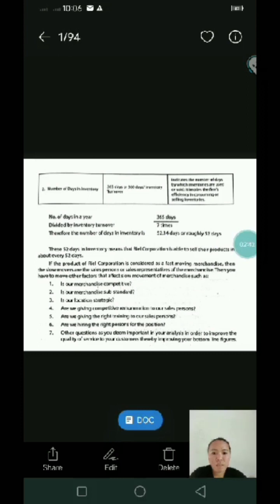So, this 52 days in inventory means that Rail Corporation is able to sell their products every 52 days, almost 2 months. So, if the product of Rail's company is considered fast-moving merchandise, then the slow movers are the sales personnel or the sales representative of the merchandise.